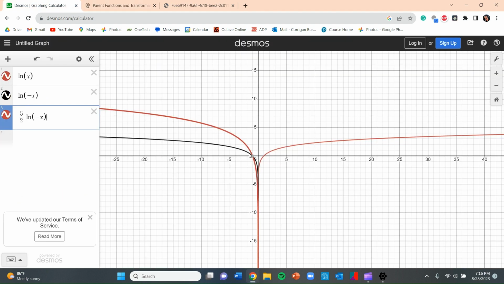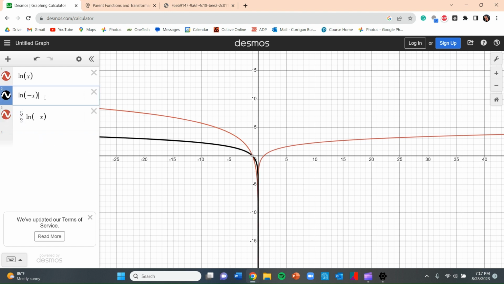And you can kind of see that. It looks like somebody's grabbed the top of this black line here and pulled it up to this orange line up here. So we're going to call that a vertical stretch by a factor of 5 over 2. Putting by a factor of 5 over 2 is important because it could be by a factor of 2, it could be by a factor of 1,000. Describing that transformation is a very important step.